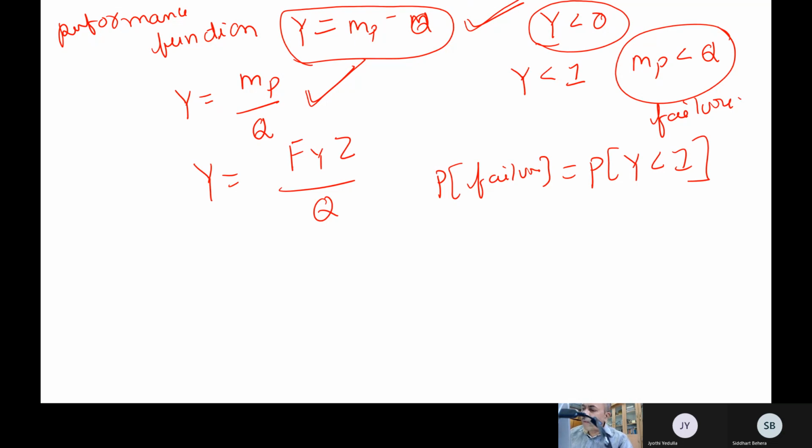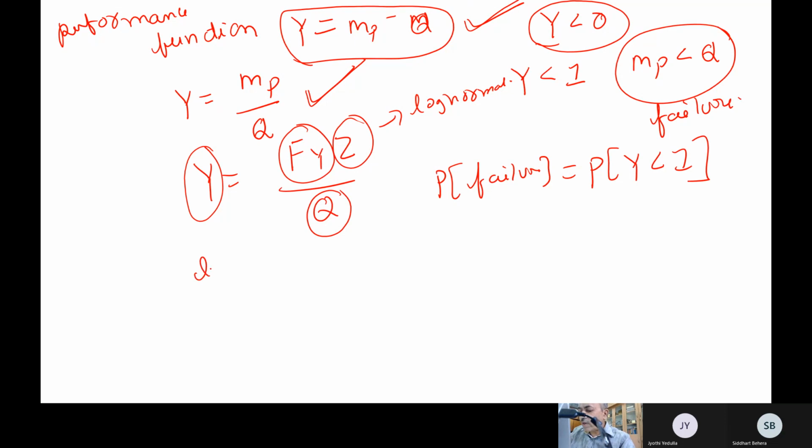And now we have said that all of them are log normal random variables. So this also is log normal, this also is log normal. All of them are log normal. Now we have to find out y itself. The intelligent way of doing things, as I already told you, is if you take logarithms on both the sides, this turns out to be log y equals log of fy plus log of z minus log of q.